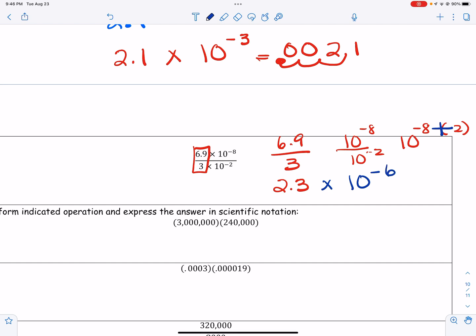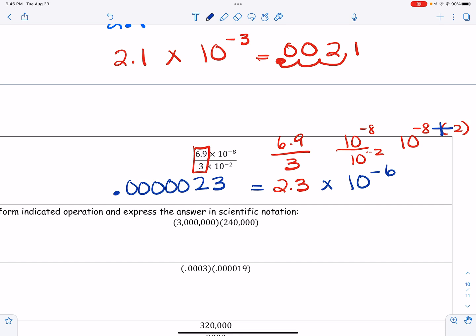And so then they want it in decimal notation. And so we are going to move that decimal point 6 places to the left, which means we will have 5 zeros in front of the 2, 3.